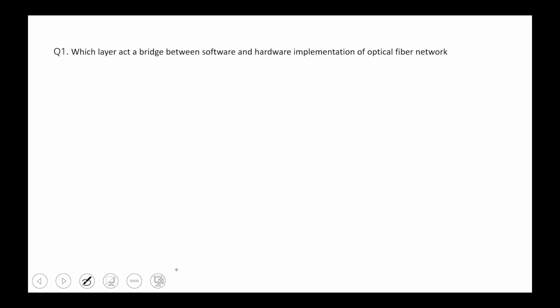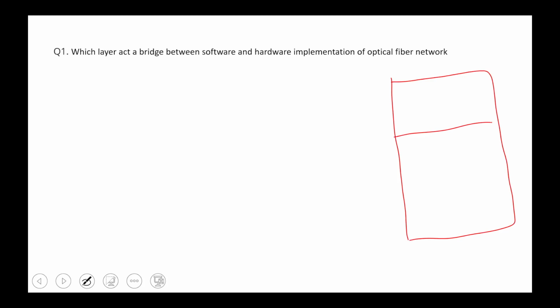So which layer is used between software and hardware implementation? Physical layer. The physical layer will be between the network and the hardware. Application layer? No, application is the software part. Sir, it is the data link layer. There are three layers at the top, the application layer and so on. The data link layer is the bridge with software.